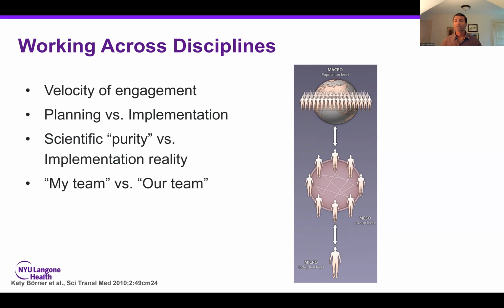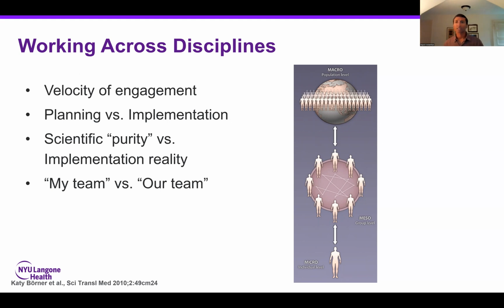The other issue that sometimes arises is the idea that implementation research occurs within real-world contexts and real-world life circumstances, and those can sometimes be in conflict and can challenge concepts of scientific, quote-unquote, purity. And then finally, anytime that you are working across disciplines, there can be a sense or a conflict sometimes about like my team versus our team. Let's say if I'm working with somebody from informatics and they say, oh, my informatics team versus your implementation team. Well, that can be a tension if you're really trying to have it be this transdisciplinary, syncretic, synthesized whole.